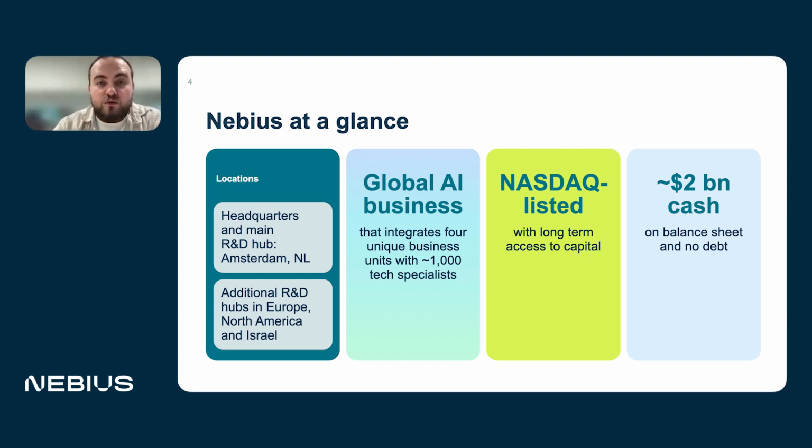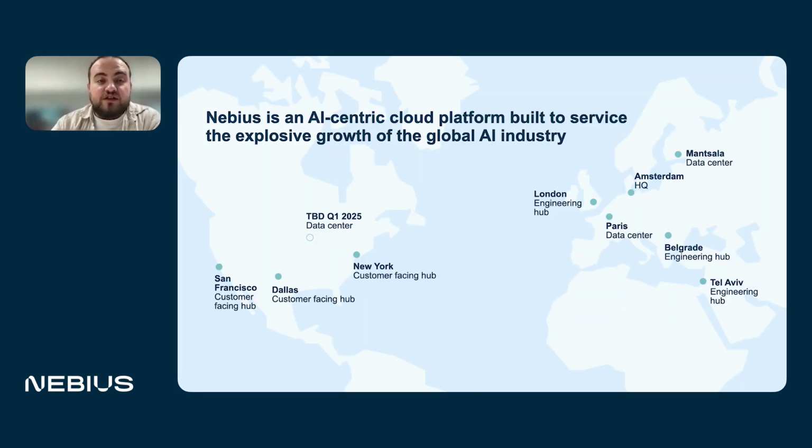Yeah, Nebius. So we are a global company. We have our headquarters in Amsterdam, where I'm currently located. We have more R&D hubs all over the world in Europe, North America, Israel. We're a global AI business. While Nebius is the largest company in our group, we also have ed tech, self-driving cars, and other businesses. We are a Nasdaq listed company, so we're trading. So we also have a lot of money in cash, and we have quite an infrastructure.